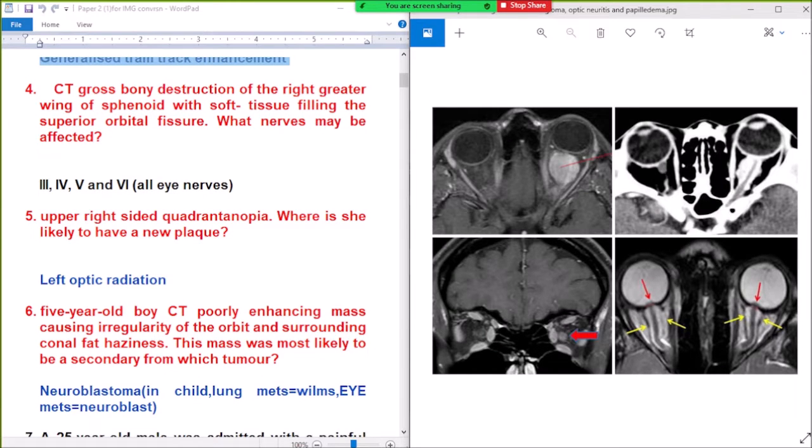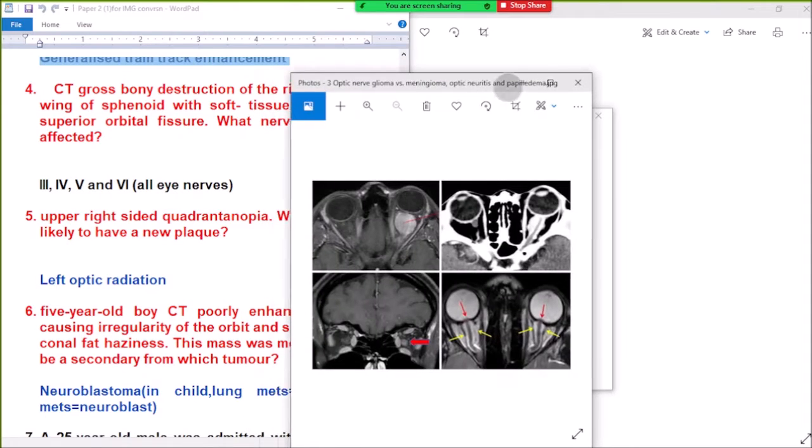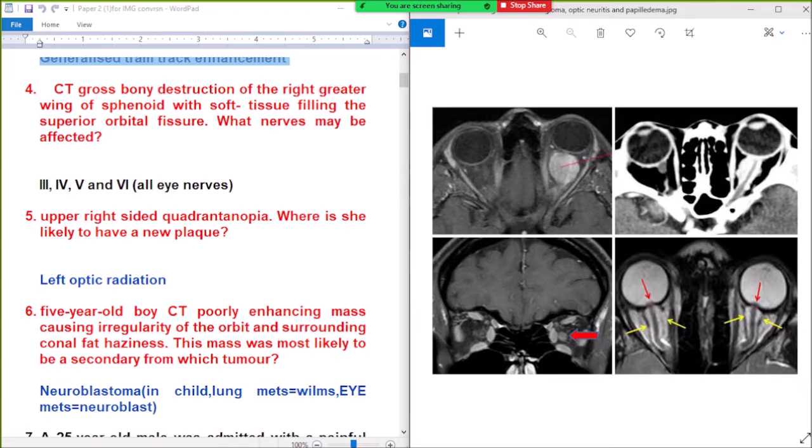This is an image of optic nerve meningioma, tram-track calcification. And this is papilledema. Okay, leave this. Optic nerve meningioma, tram-track calcification; optic nerve glioma. Question number 4.